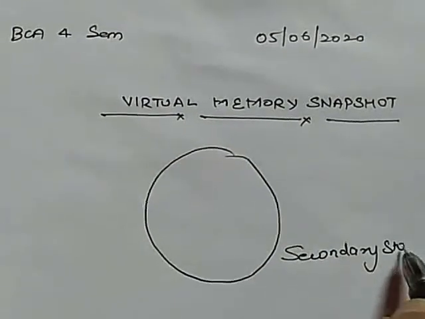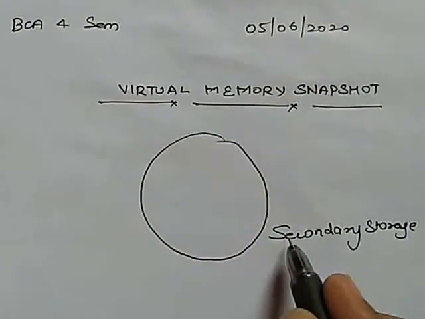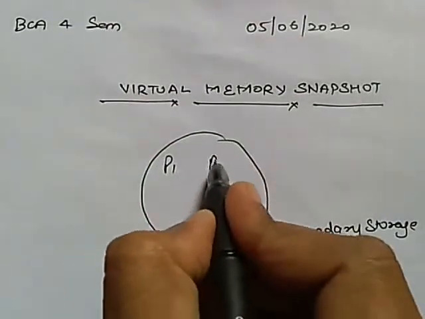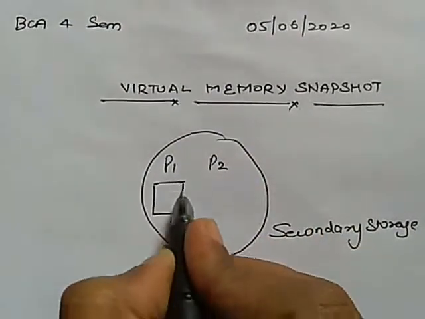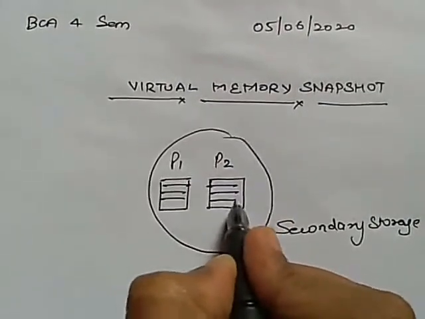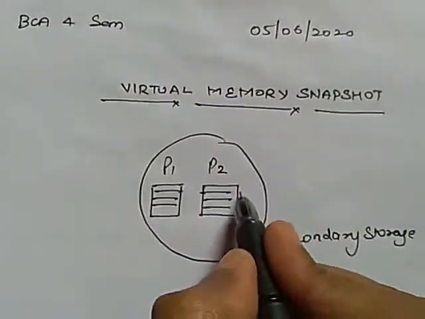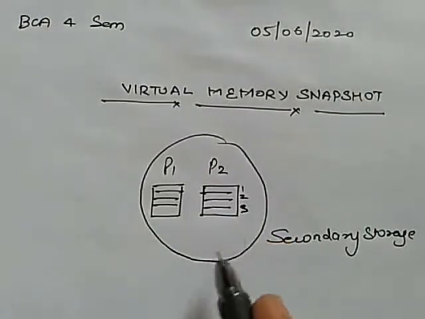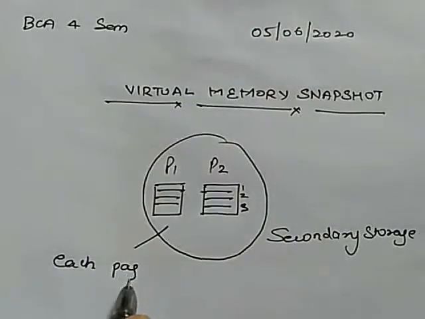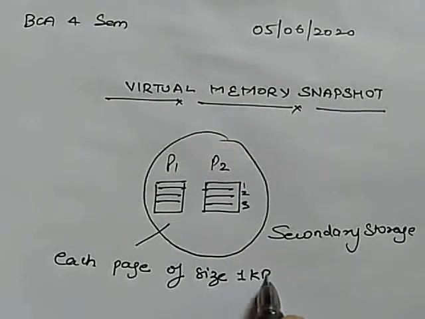secondary storage. In the secondary storage we have processes, for example P1, P2. Now each process contains pages, for example 1, 2, 3, and each page is of size 1 KB.